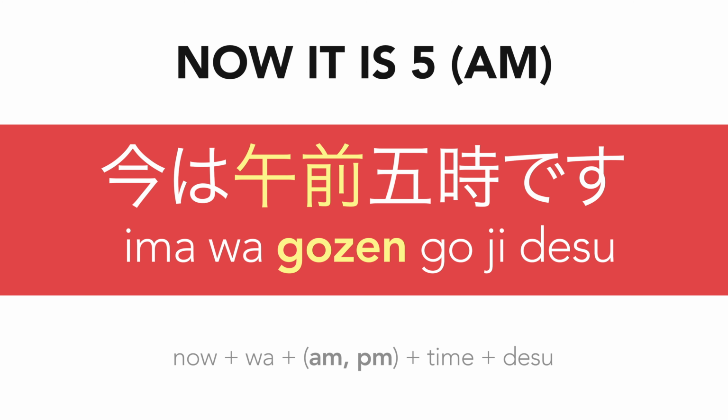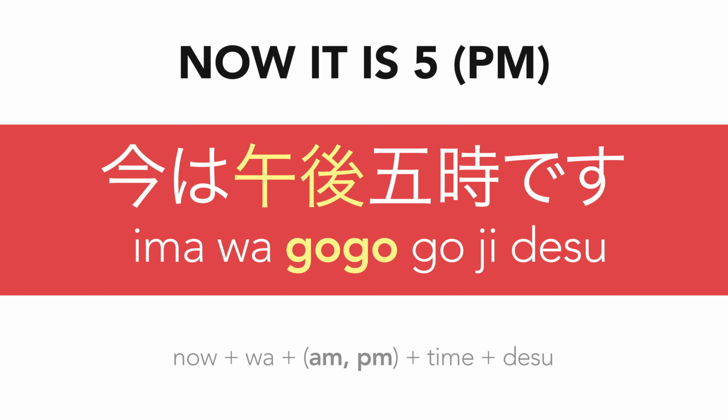今は午前5時です. Now it is 5 a.m. 今 meaning now, particle wa, 午前 meaning a.m., go meaning 5, ji o'clock, and the des sentence ender in this case meaning it is. As you can see, gozen gets placed before the time stated. In English, we would do this backwards by saying it's 5 a.m., not a.m. 5. So take some time to get used to this order. To state that it is 5 p.m., simply replace gozen with gogo, and now you have said it is 5 p.m. It's as simple as that.